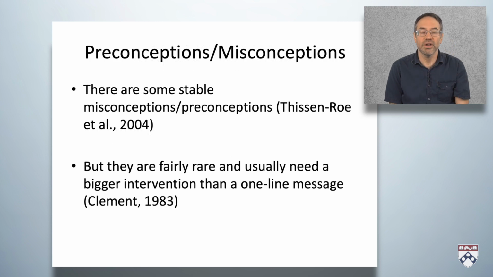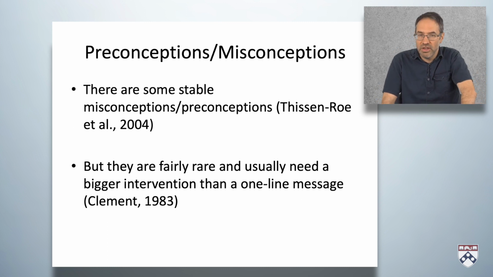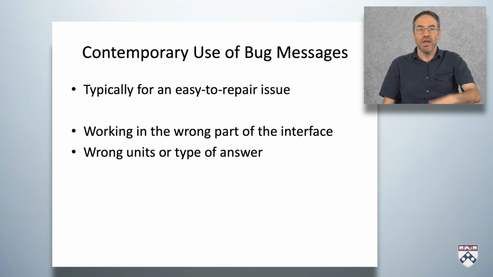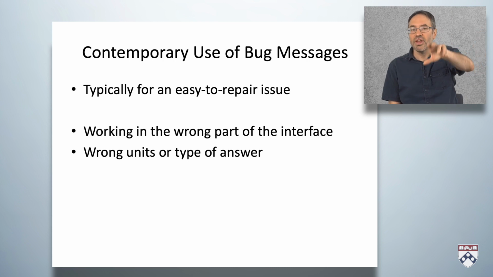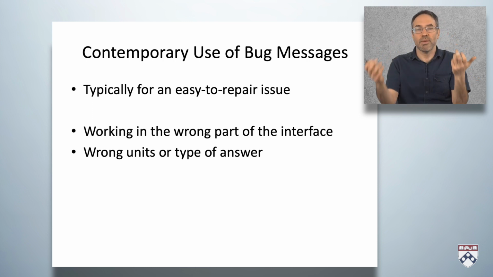And the answer in part is that, yeah, there are some stable misconceptions or preconceptions, but they're fairly rare, and they usually need a bigger intervention than a one-line message. And so, the contemporary use of bug messages, early on they were used for misconceptions, now they're typically more used for a quick and easy to repair issue, like working in the wrong part of the user interface, or using the wrong units, or the wrong type of answer.